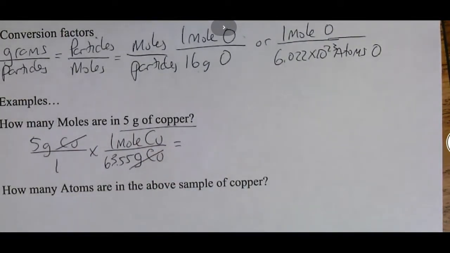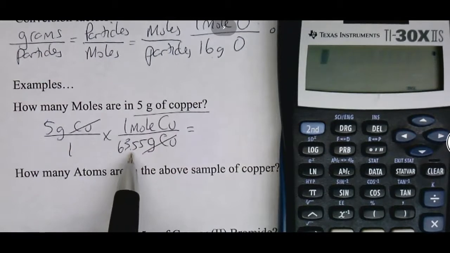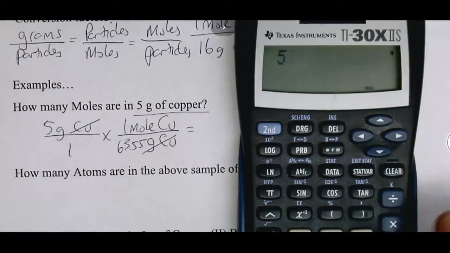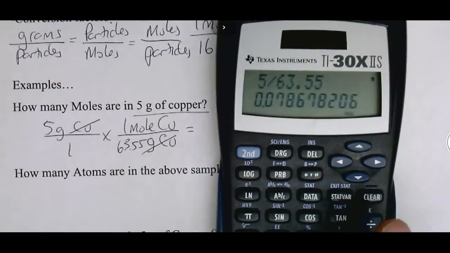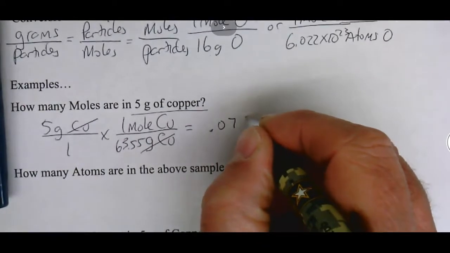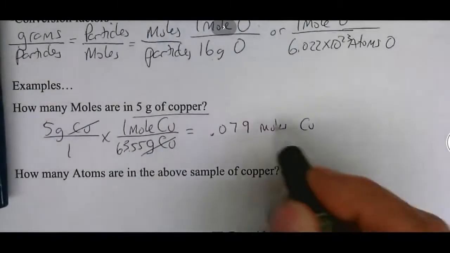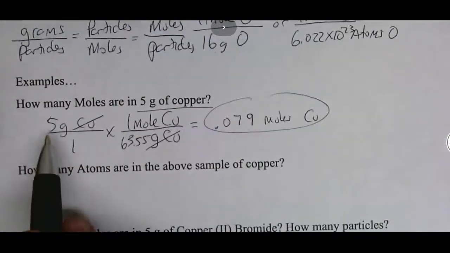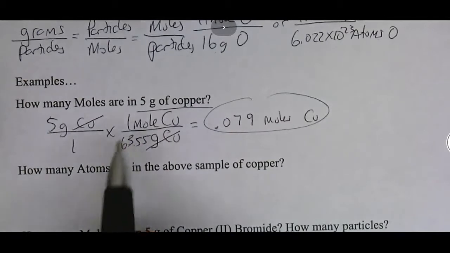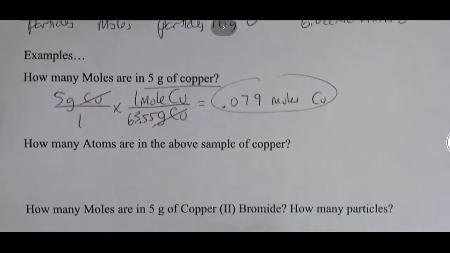Let me grab my calculator. I'll pause again. Okay, so if I'm doing my math, it'd be 5 times 1 divided by 63.55. So I'm just going to do that math. 5 divided by 63.55. That's going to give me 0.079 moles of copper. That would give us our answer. So we only have 5, and 1 mole is equal to 63, so it kind of makes sense. It's a pretty small number. We don't have a lot of moles.